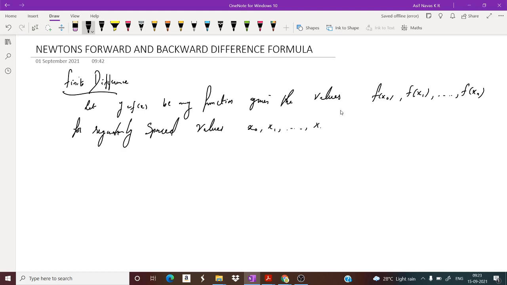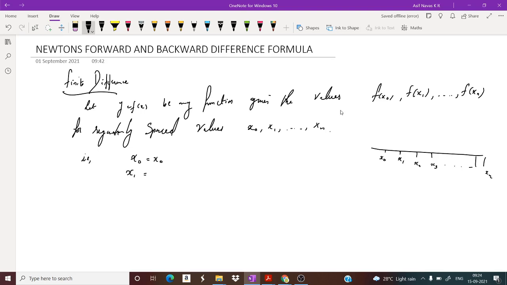Up to xn. That means this x naught, x1, x2, etc. are regularly spaced. The distance between x naught and x1 is the same as between x1 and x2, etc. So regularly spaced means x naught is equal to x naught.